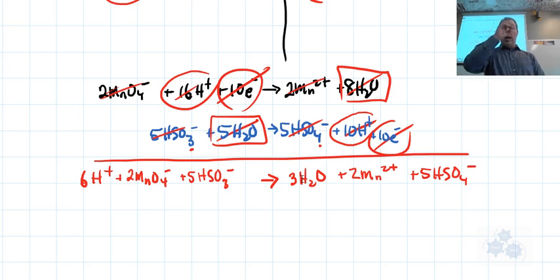Question? Will you ever have to cancel things on the same half reaction? You shouldn't, no. It'll usually be canceling from one side to the other side. That's it, yeah. Okay, good. Any other questions?